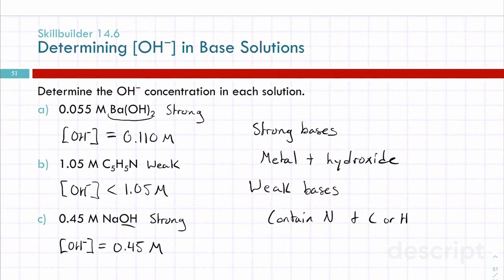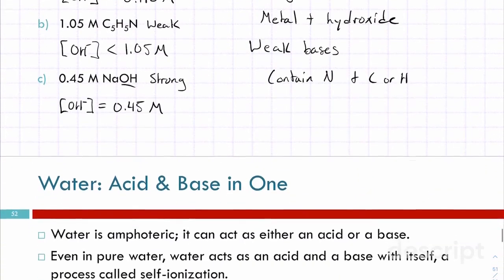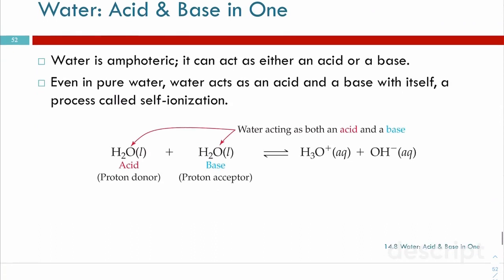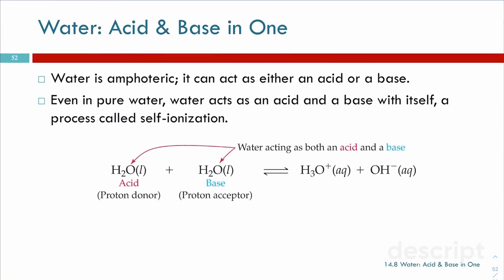So those ones are a little bit more general than the acids. Okay. So water is amphoteric. And we mentioned this early on Monday. Amphoteric means that it can act as both an acid or a base. So you take a water molecule and react it with another water molecule, and one of them can be an acid and the other one can be a base, or vice versa.